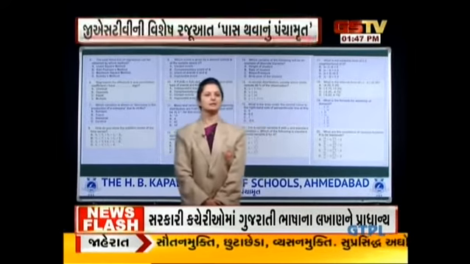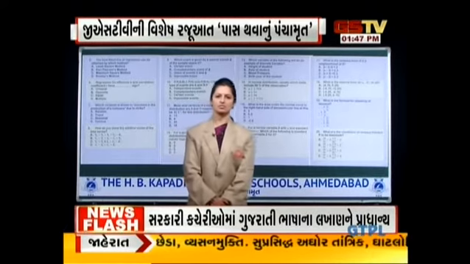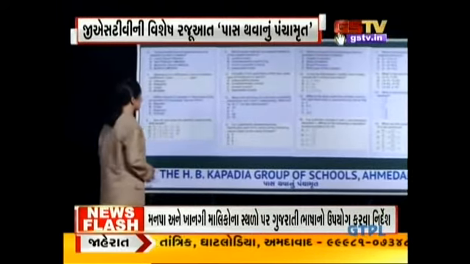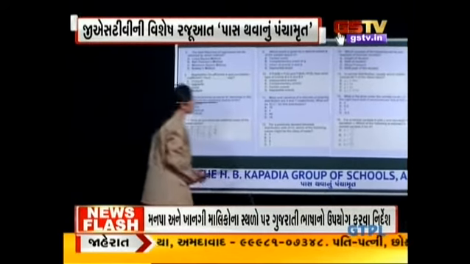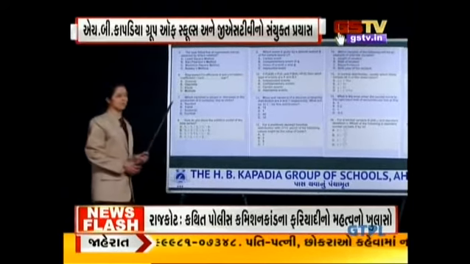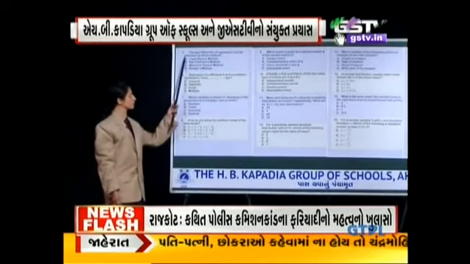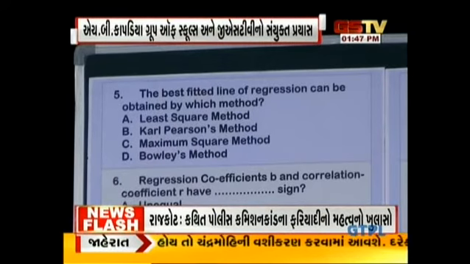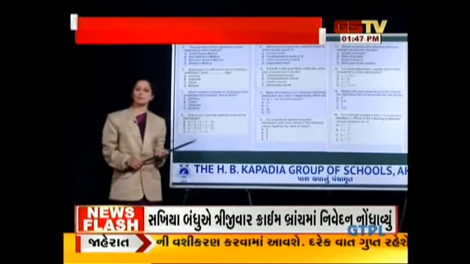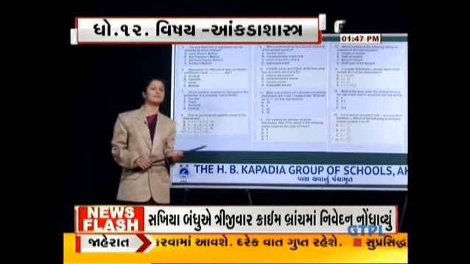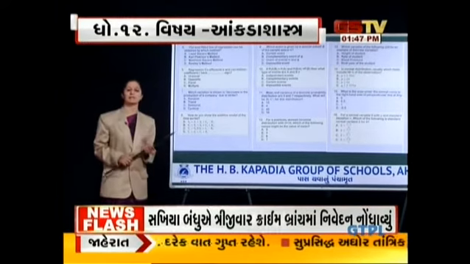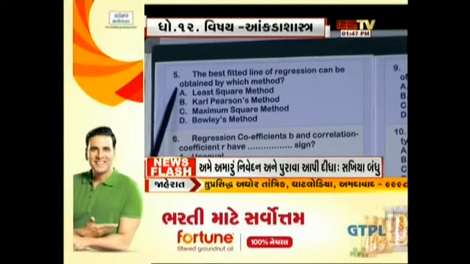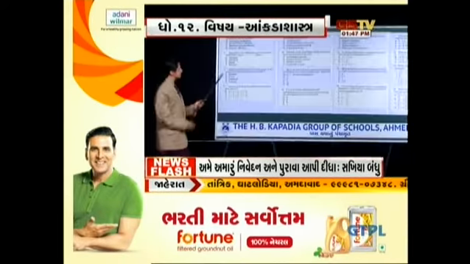We were discussing the examples of multiple choice questions which can be asked in the board examination. Let us continue. What type of MCQ can be asked in linear regression? Like, the best fitted line of regression can be obtained by which method? We know that the sum of the squares of errors can be minimized, and the error can be minimized by the best method, that is the least square method. So least square method is the right option here.